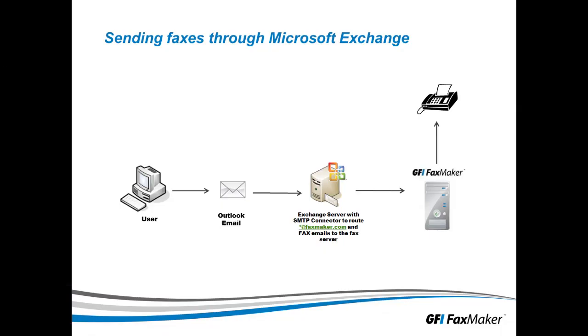So to wrap up this video, I wanted to show just a quick overview of how this actually works from more of an administrative side of things. So when the user sends an Outlook email addressed to either number at FaxMaker.com or a business fax contact, that hits the Exchange server where there's an SMTP connector set up to forward those emails to the fax server rather than sending them to the internet like a normal email. FaxMaker will send the fax to the recipient's fax machine and then return the transmission report to the Exchange server as a normal email, where it's then delivered to the user and visible in their Outlook client.